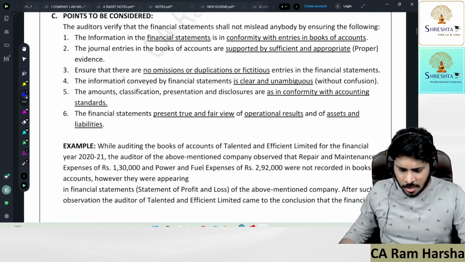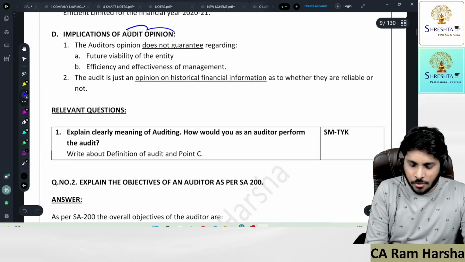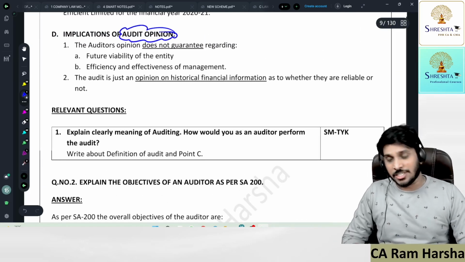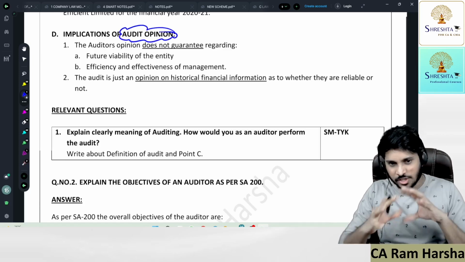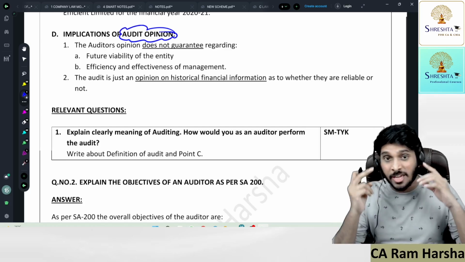Next. I'll come to the points to be considered later. Now tell me how an auditor's opinion I should consider. Implications. Actually, this point is not there in the material also, but I intentionally added it to make you understand the opinion concept properly.